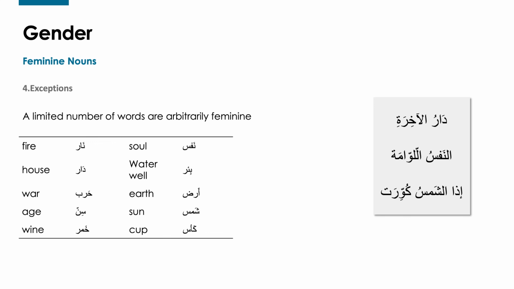Idha ash-shamsu kuwwirat. Kuwwirat, the verb, is in the feminine form because shams is treated as feminine.